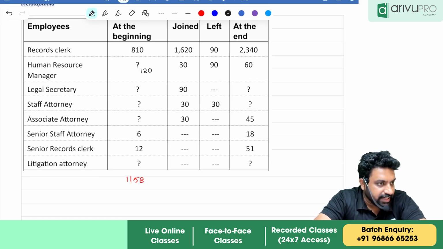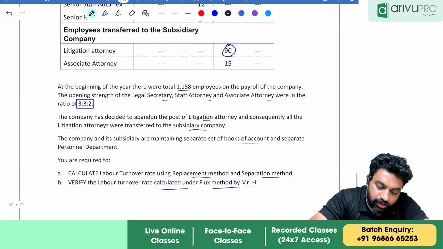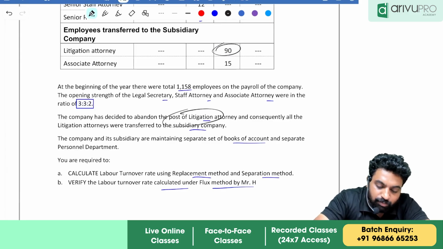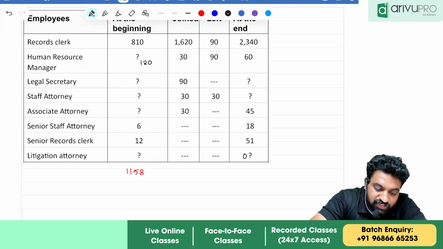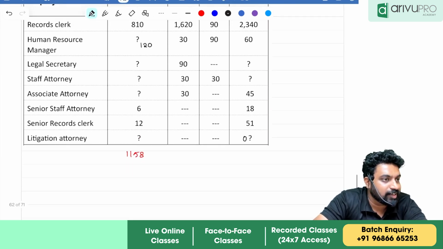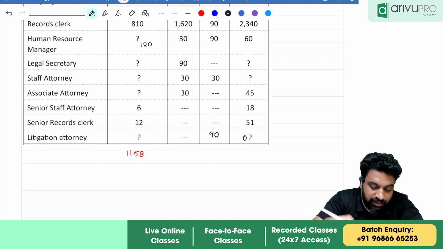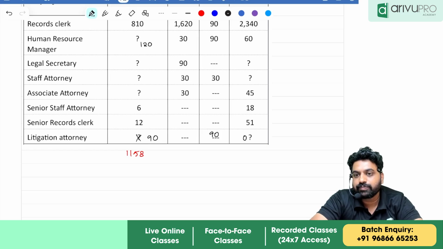Legal secretary, staff attorney, associate attorney, let it be. For that they are telling the ratio. Before that, litigation attorney, see what they are telling. Litigation attorney, they told, we don't want that post anymore. So we completely transferred everyone. Moral of the story, closing we are keeping 0. And transferred to the next, I am going to treat it as left, which is 90. Newly joined is nil. That means opening should be 90.